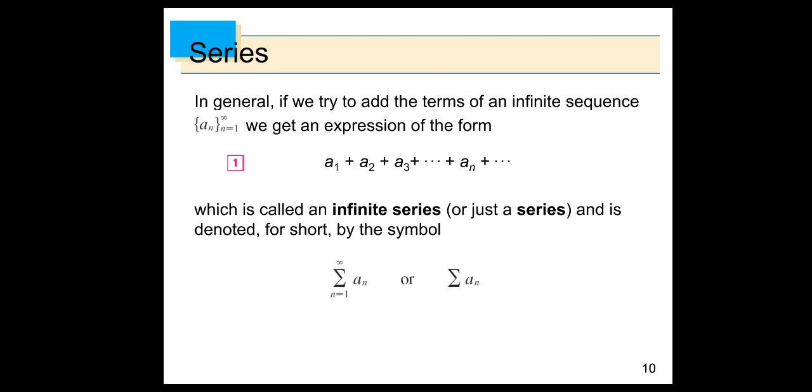In general, we try to add the terms of an infinite sequence, right? A sub n, where n is equal to 1 and it goes to infinity, right? We get an expression of the form a1 plus a2 plus a3, right? And then a4 and up to an, and so on, right? This is called an infinite series, right?